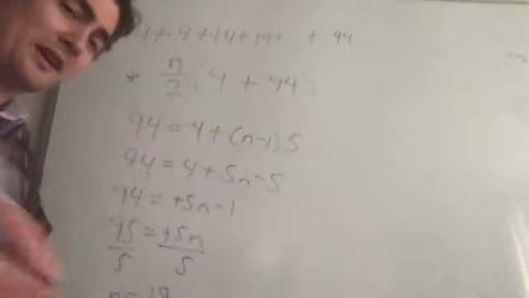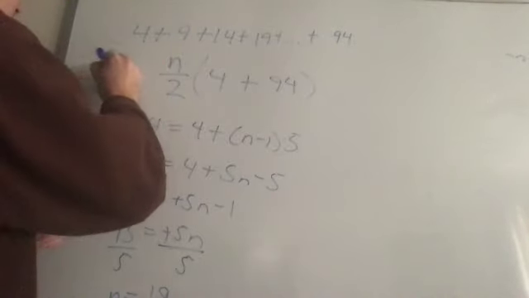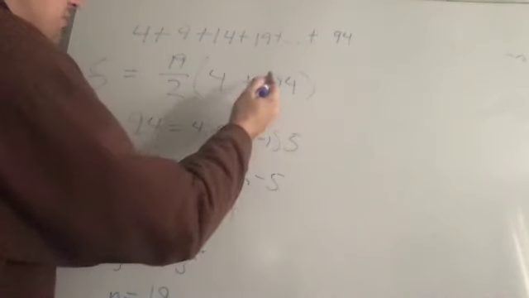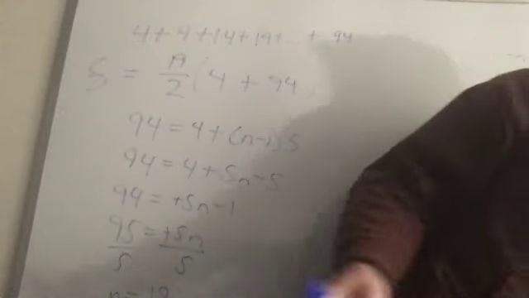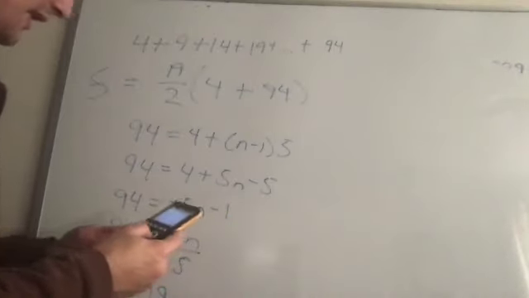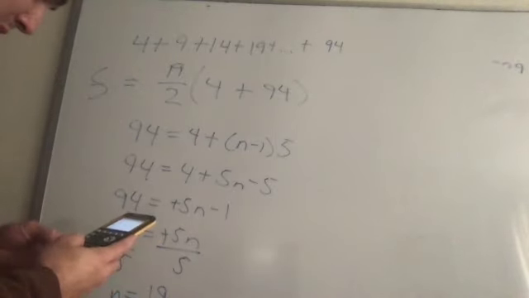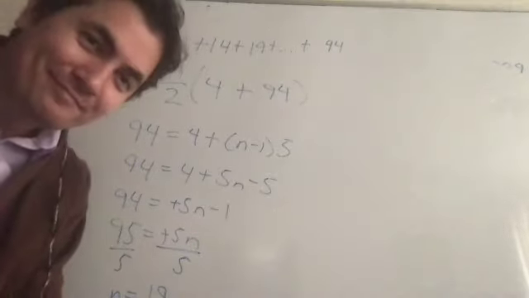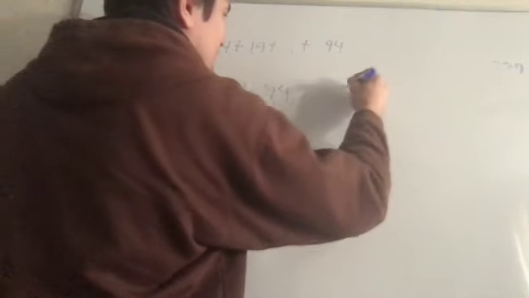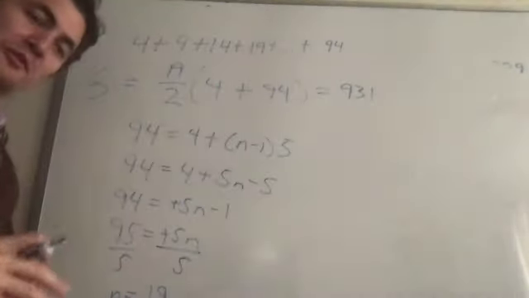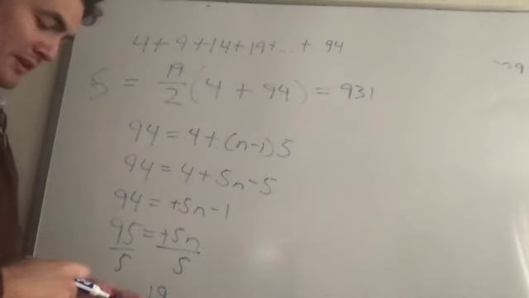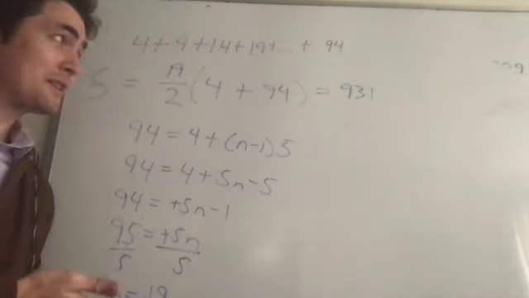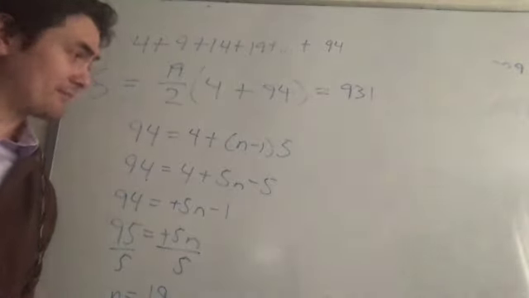Cool. So that means I can come back up to here, and my grand sum is going to be 19 over 2 times 4 plus 94. If we take out our fancy calculator, it should be 19 divided by 2 times 4 plus 94. I get 931. I promise you a question like this is going to show up on the test because it combines everything that we need to know, sequence and series. In fact, you might see two of these types of problems on your test.